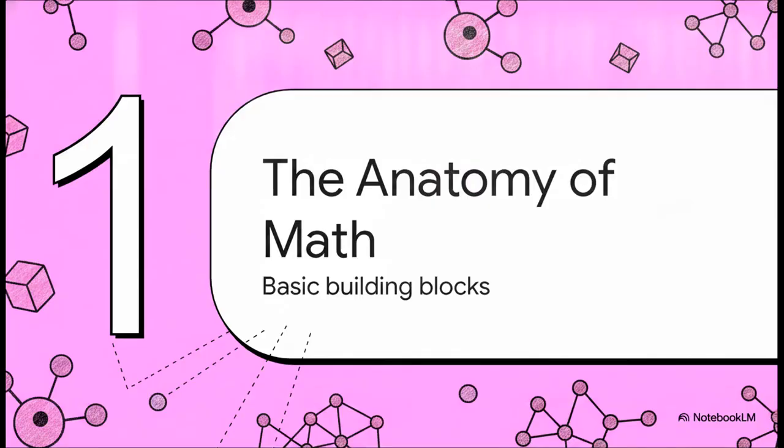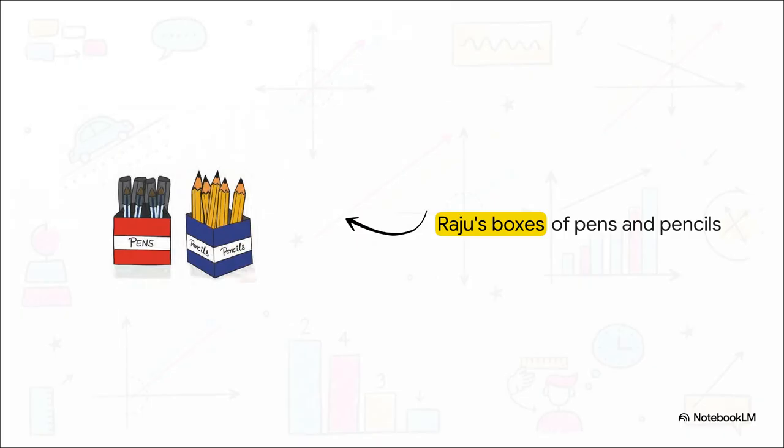Section 1. The Anatomy of Math. Before we start building complex models, we really need to understand the basic building blocks. So we're going to start at the microscopic level to build up our vocabulary. Picture a quick run to the store. Say a guy named Raju goes in and sees these sealed boxes of supplies. Let's say the red boxes have exactly 4 pens each, and the blue boxes have 5 pencils each.